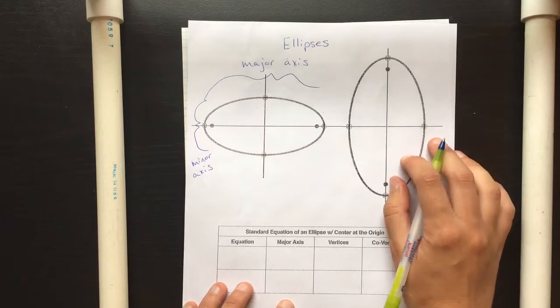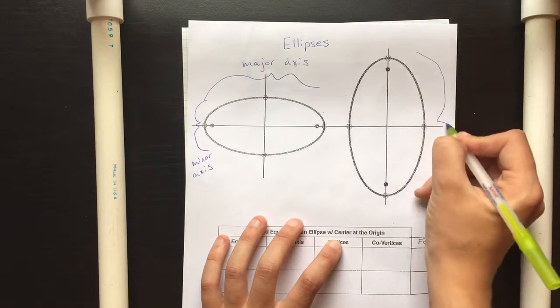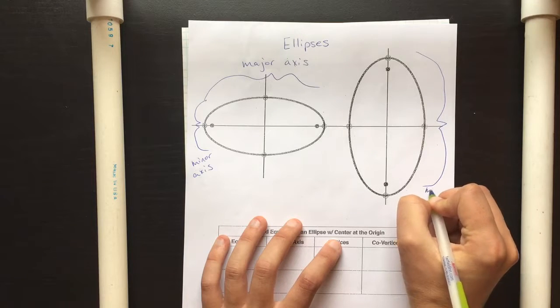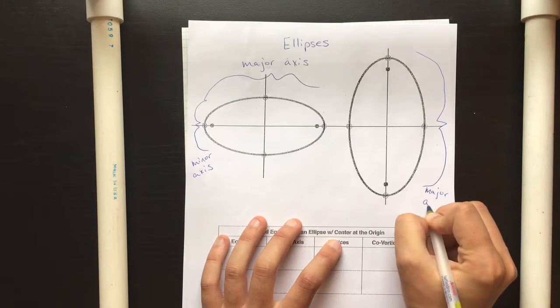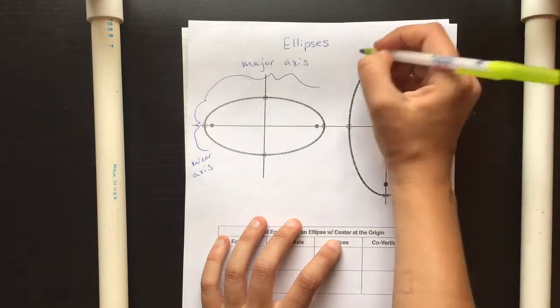So on our other ellipse, the major axis is going up and down. And the minor axis is going side to side.